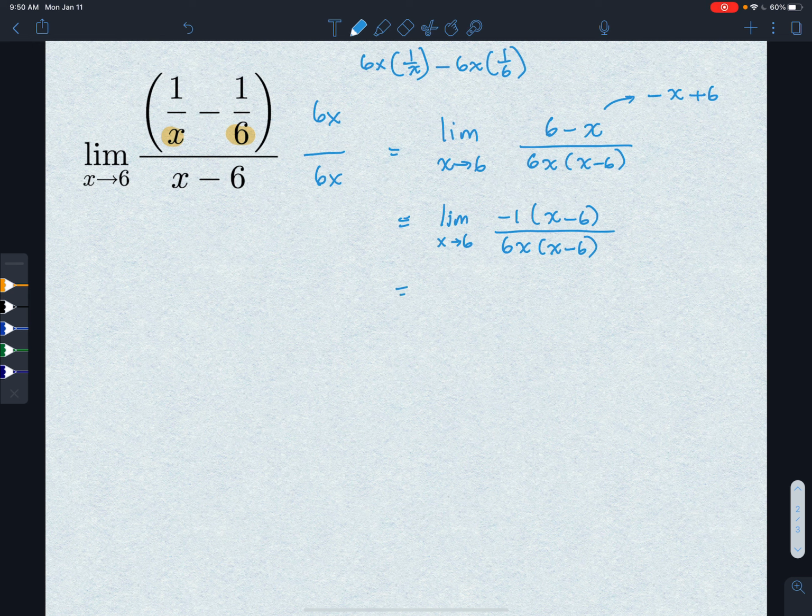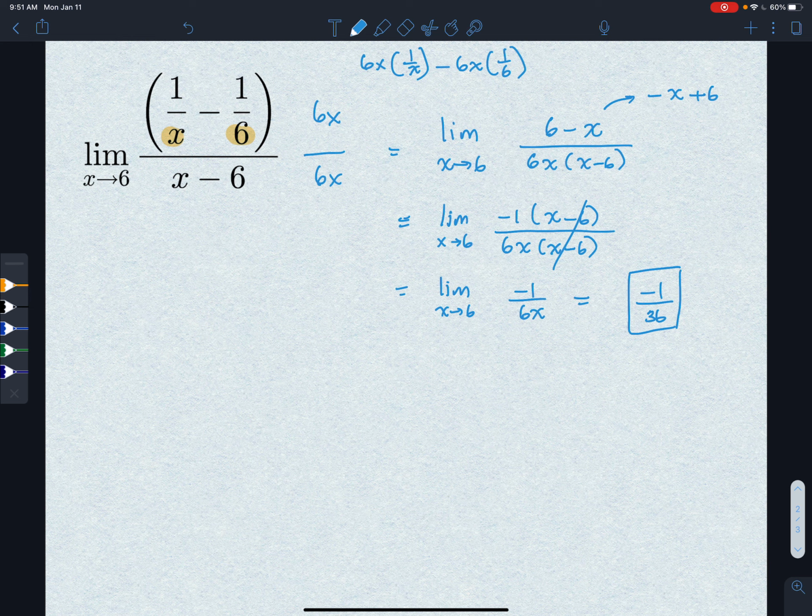So now at this point, the x minus 6, the culprit that's making all the zeros happen, goes away. So now I have the limit as x approaches 6 of negative 1 over 6x. Now it's safe to substitute 6, which means I have 6 times 6 in the denominator, which is 36. So that limit is negative 1 over 36.